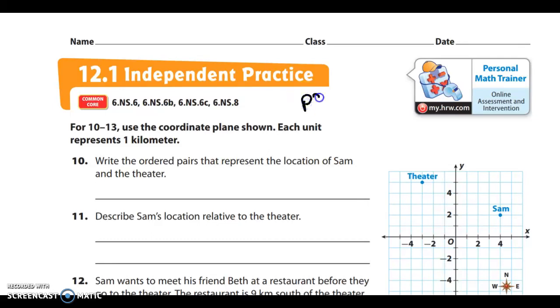This is page 335. This is the lesson 12.1 independent practice. For 10 through 13, use the coordinate plane shown. Each unit represents 1 kilometer.